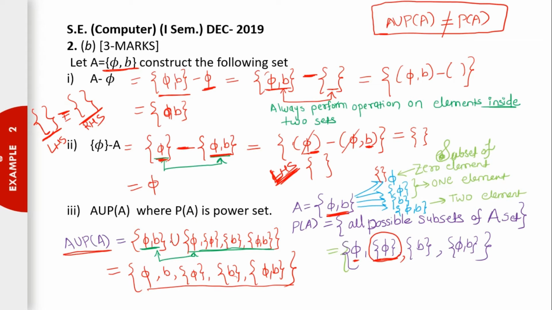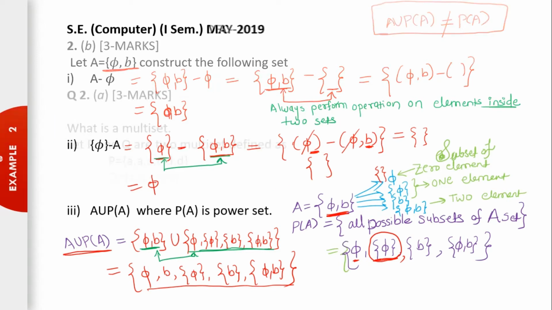In the same way, whatever operator we are performing on both LHS and RHS side, write all this in the curly brace format. So we have written it out. Now in the union operator, we will consider only one occurrence from both sets, whatever element you have. Now phi, consider only one occurrence and write it down in the result. So phi, b, and this {phi, b} set. So this is my A union P of A.